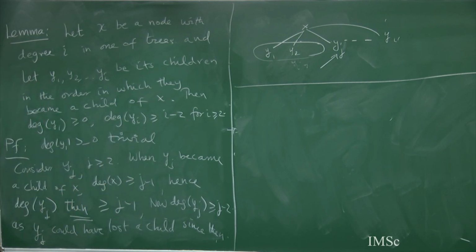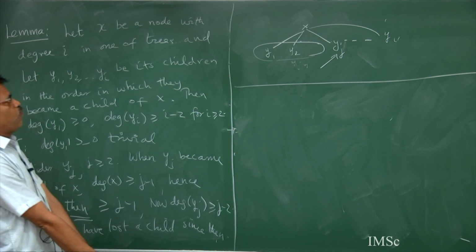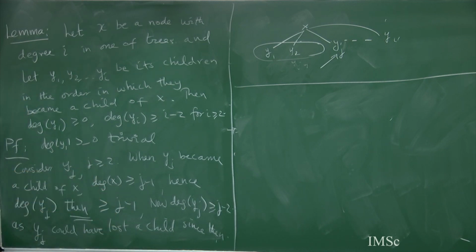Okay, so what am I saying here? Your algorithm proceeds by doing these inserts and decrease keys and delete mins, and at some point I stop and I look at my forest and look at one tree and look at some node in the tree, and I want to claim this. If the node has degree i, and if y1, y2, up to yi are its children in the order in which they became a child of x, because y1 became a child first, y2 became a child later, and so on, then the claim is this.